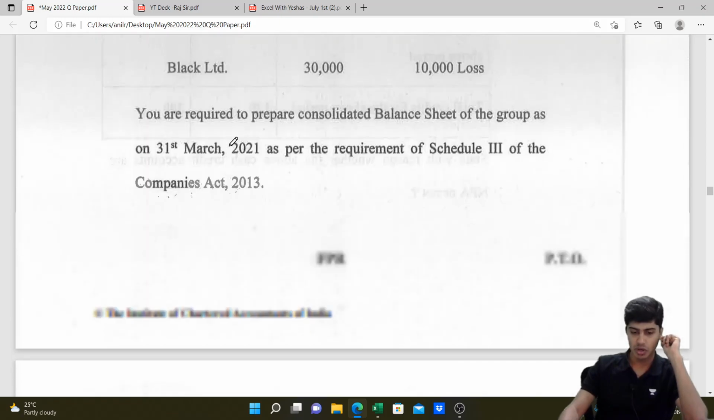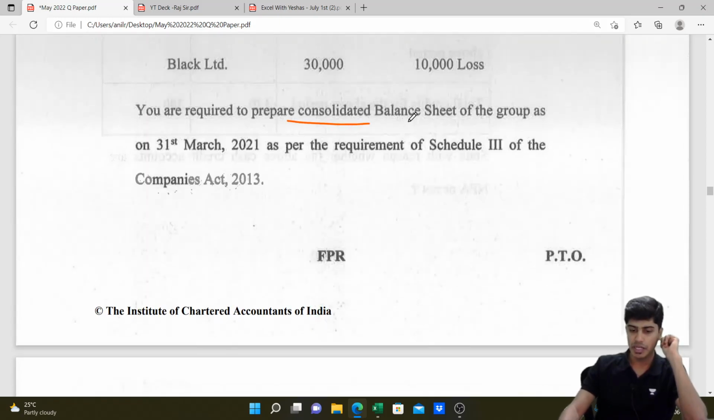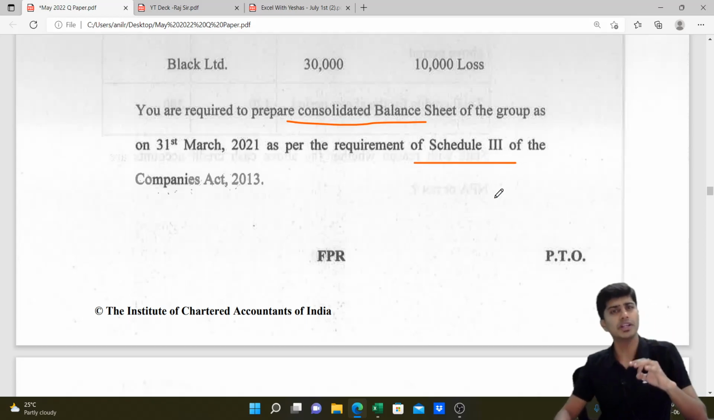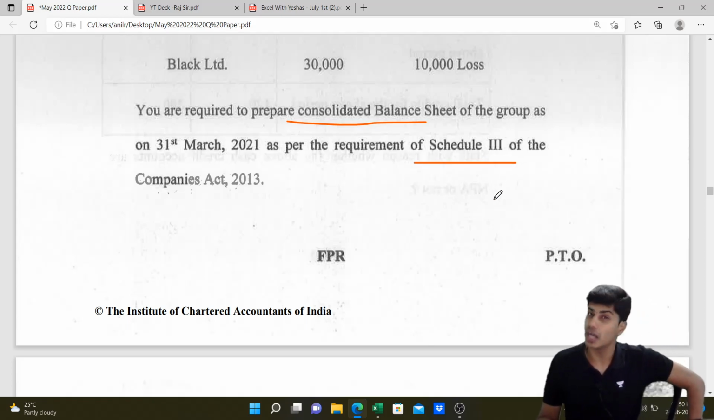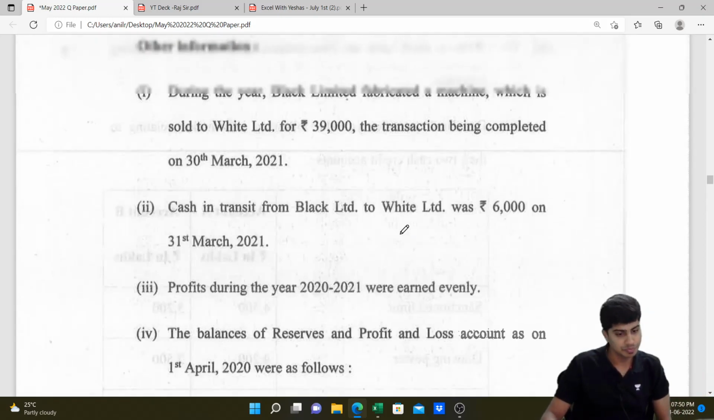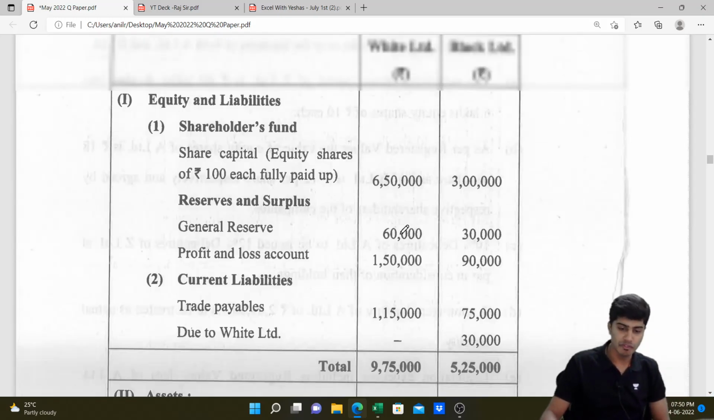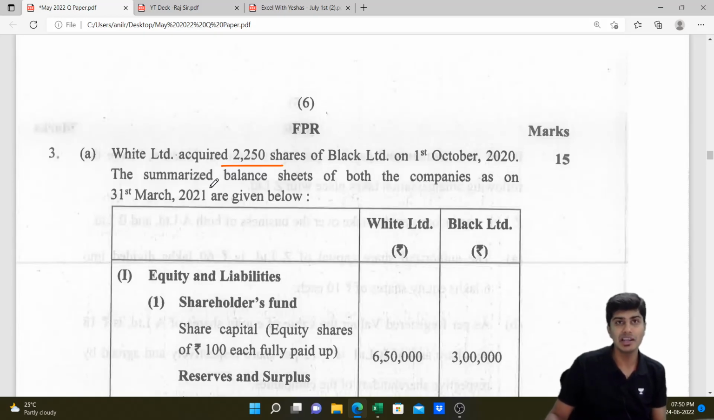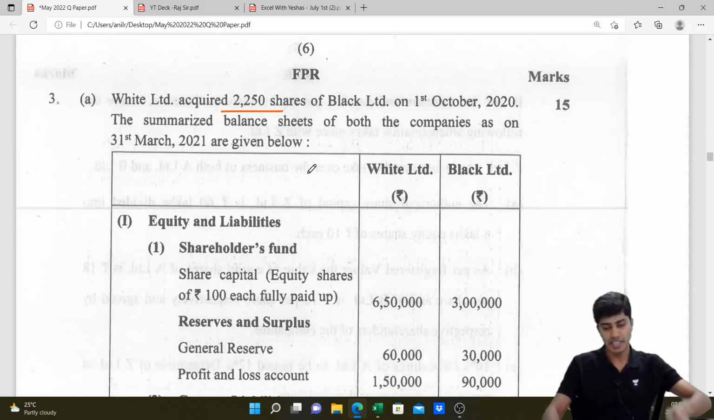Come to the last line, what have they asked? You are required to prepare the consolidated balance sheet of the group as per Schedule 3 with proper disclosure and notes to accounts and detailed working notes for everything. I'm going to give you the solution. Let's start. So the fact that we've established is White Limited is the holding company and Black Limited is the subsidiary company. So let us start with the first item.